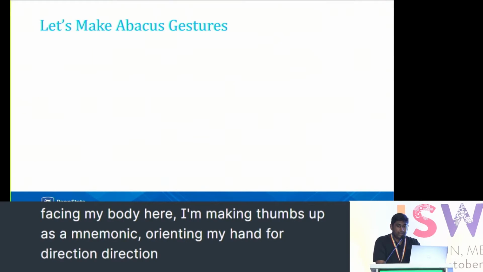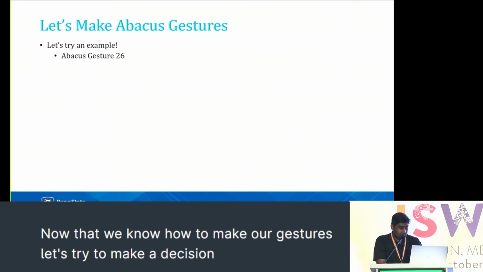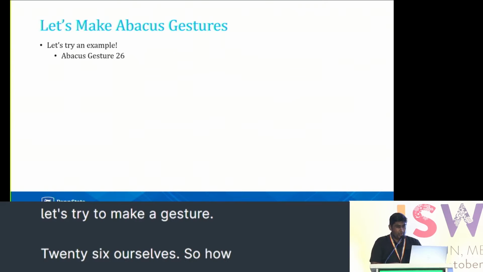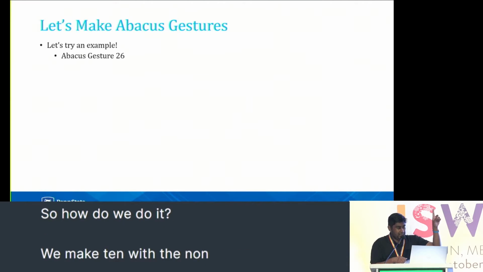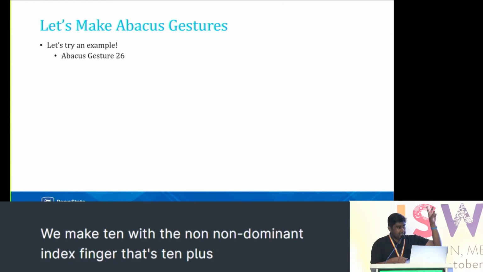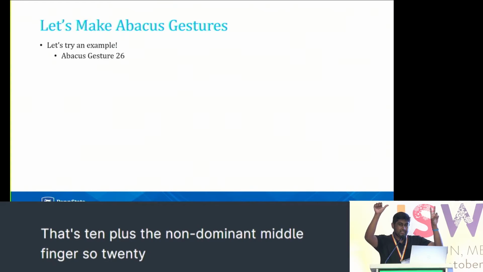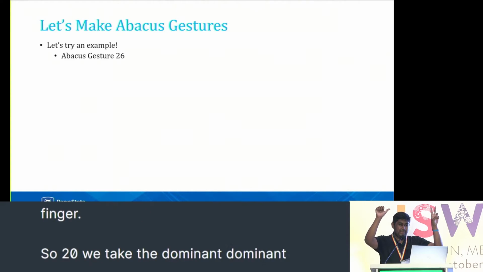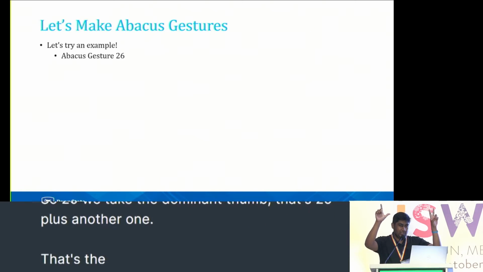Now that we know how to make abacus gestures, let's try to make abacus gesture 26 by ourselves. So how do we do it? We make 10 with the non-dominant index finger, that's 10, plus the non-dominant middle finger, so 20. We take the dominant thumb, that's 25, plus another 1, the dominant index finger, that's 26.